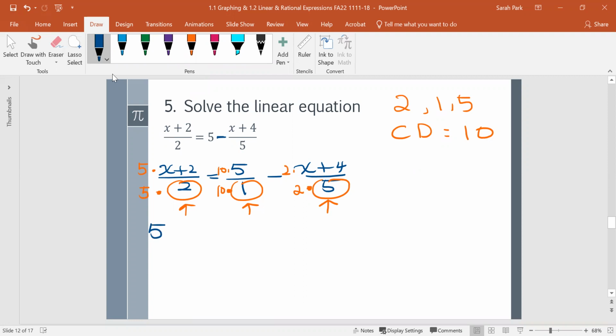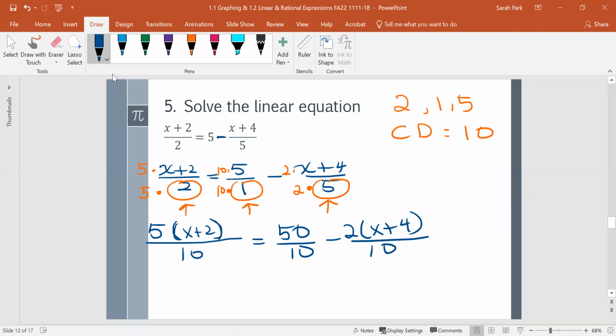So what we have now is 5. Because we're multiplying the whole top, x plus 2, we're going to put parentheses around the x plus 2. It's really important that you remember to put the parentheses around the x plus 2 term. And 5 times 2 is 10. We have 10 times 5, which is 50. 10 times 1 is 10. Minus 2 times (x plus 4), in parentheses again, over 10. So once we have common denominators, like you see here, all 10s, we can cancel those away. This is only allowed once you have a common denominator, which we have here.